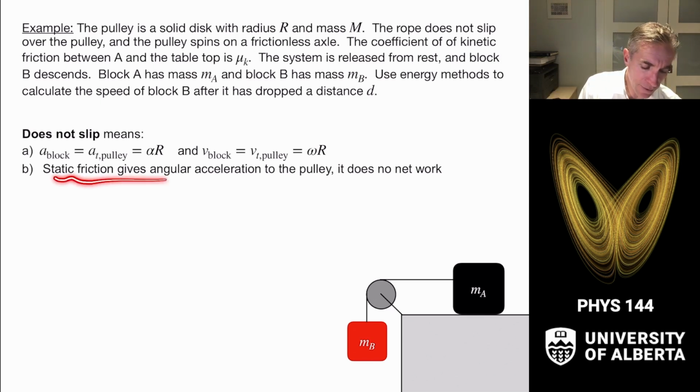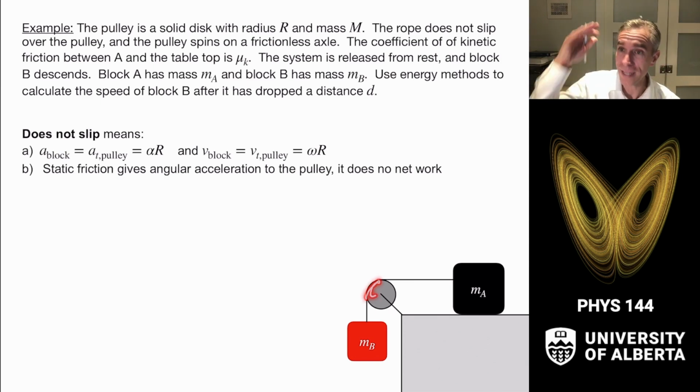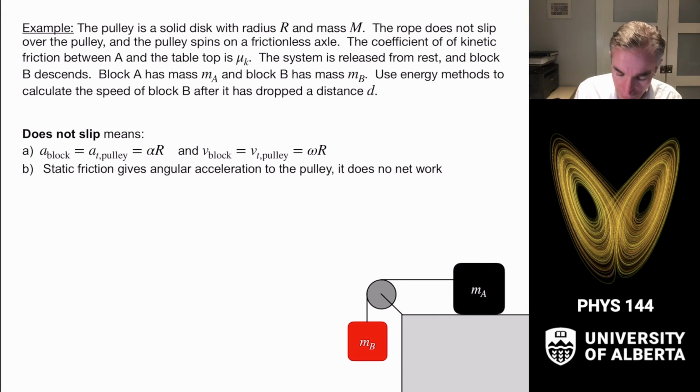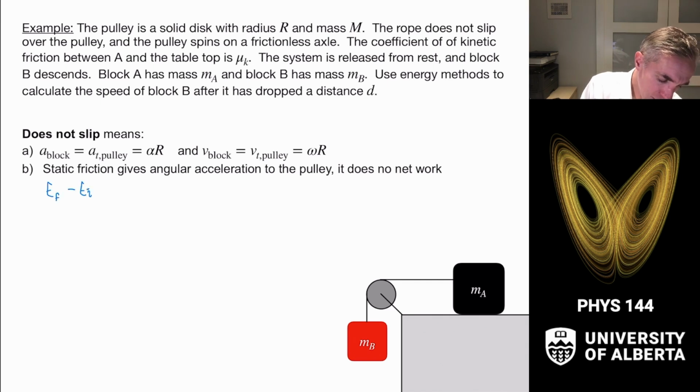Note that there's static friction also in the rope, holding it onto the pulley, but it does no work because there's no displacement of that force with the rope sliding against the pulley. So we don't count it as doing any work. So given these pieces, we can do conservation of energy, which says that the final energy minus the initial energy for the system is the work that's done by external forces on the system. I'm going to start there.